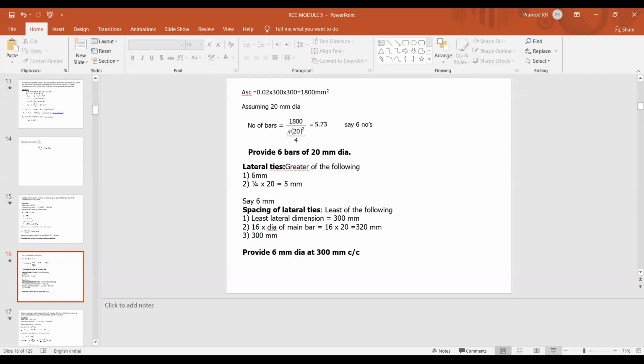So, in the last class, we discussed the design of column, right? And we have solved one problem. So, we will move on to the next problem. The last class, I have solved this problem, right?